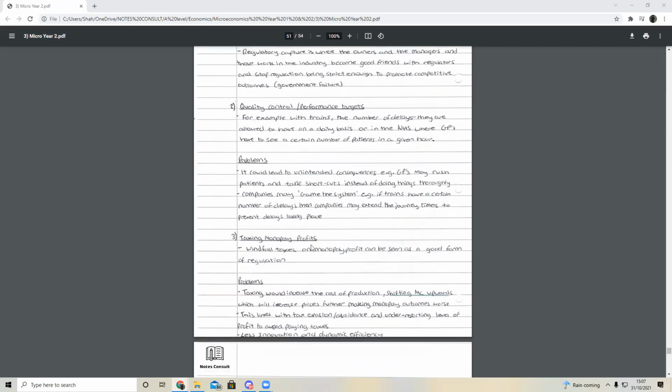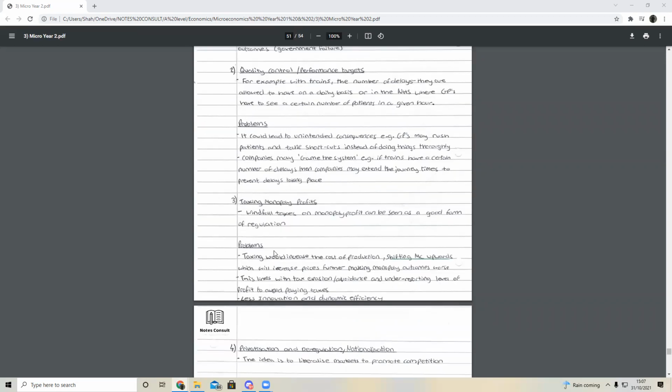Taxing monopoly profits is another one. So that can seem a good policy. Taxing would increase the cost of production, shifting marginal cost upwards, which will increase prices further, making monopoly outcomes worse. This links with tax evasion and avoidance, and underreporting the level of profit to avoid paying taxes. So these are some of the problems with taxing a monopoly, because it might encourage tax evasion and tax avoidance.